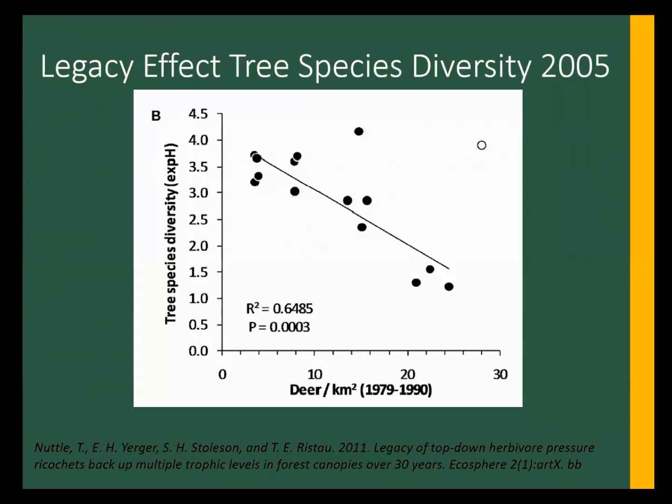And again, those deer were kept in the enclosures from 1979 to 1990. And then they went back in 2011 or probably 2010, and they looked at tree species diversity today. That was 10 or 11 years after the deer were removed, and you still see a lower diversity of trees in the enclosures with a higher deer density. Of course that makes sense because trees are very long-lived, and whatever's happening to our seedlings today is going to affect the trees that will be present there decades later.